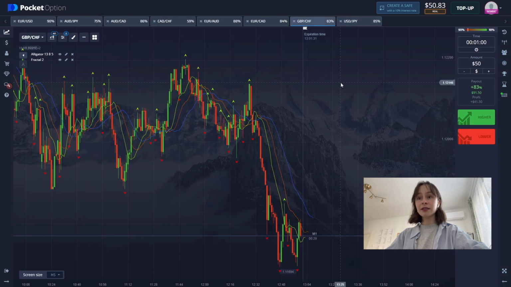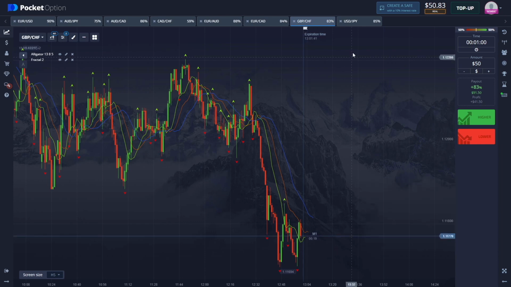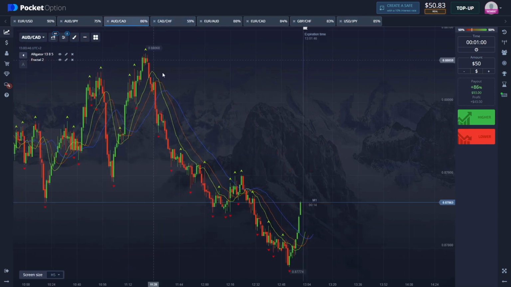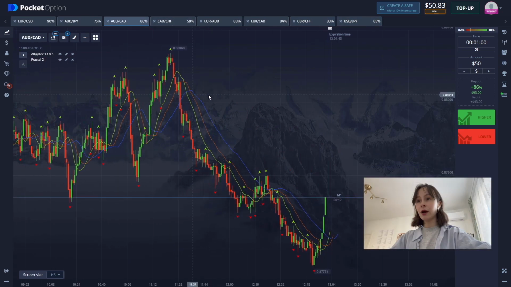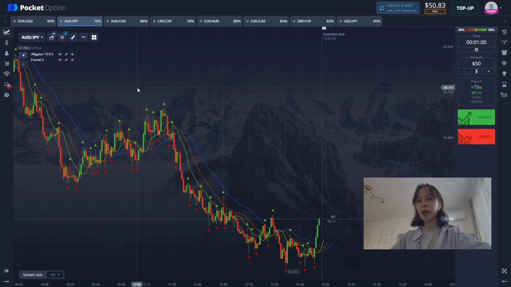In fact, all the currency pairs have already been picked. The deals will be opened for the maximum sum of the deposit. And without further ado, let's just get started. Let's choose the currency pair. So let's get to our analysis as always.